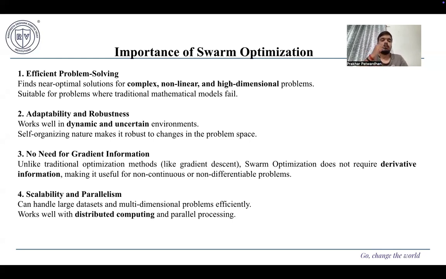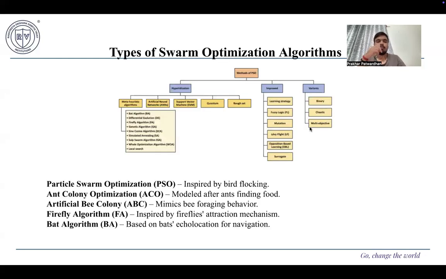The third one is no need for gradient information. Unlike traditional optimization methods, swarm optimization does not require derivative information, making it useful for non-continuous or non-differentiable problems. The fourth point is scalability and parallelism. It can handle large data sets and multi-dimensional problems efficiently, and works well with distributed computing and parallel processing.